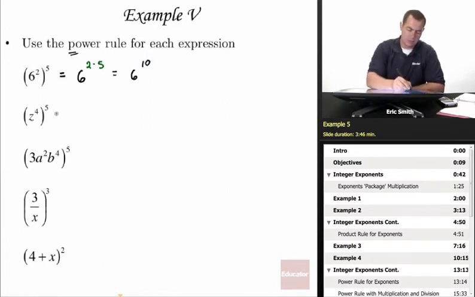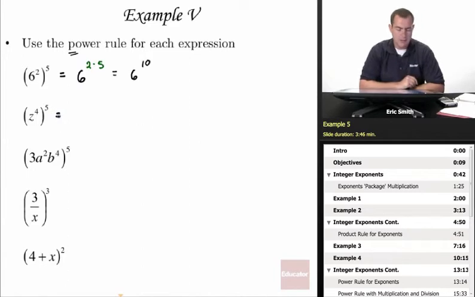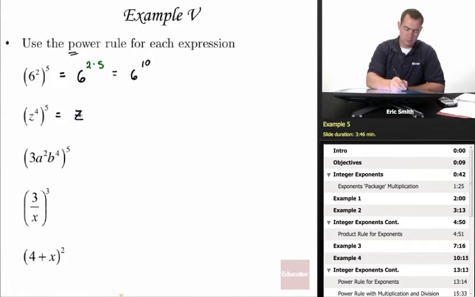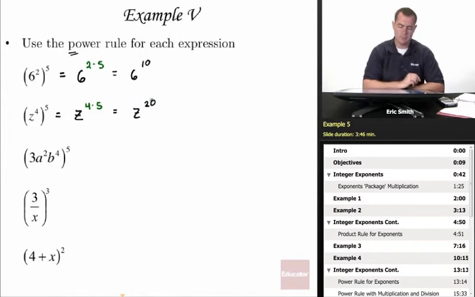All right, let's try another one. This is z to the 4th power, and all of that is being raised to the 5th. So I'll again take my exponents, and I will multiply them together. This will be z to the 20th. Not bad.